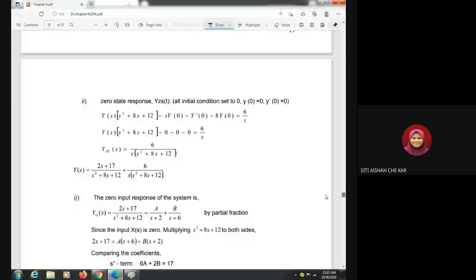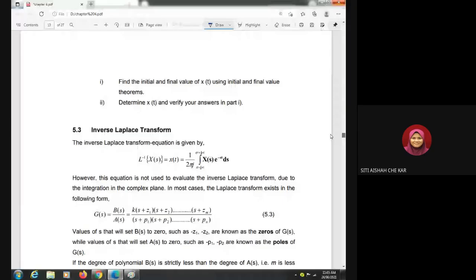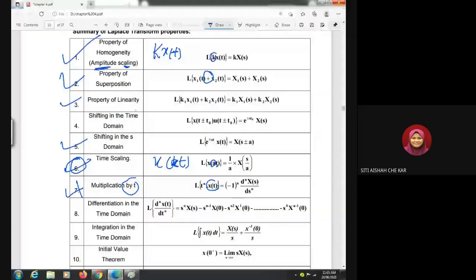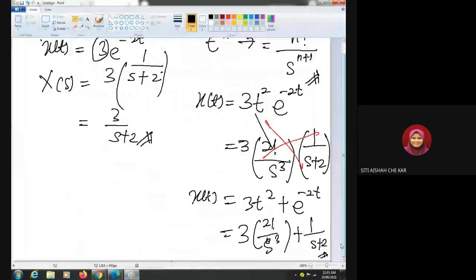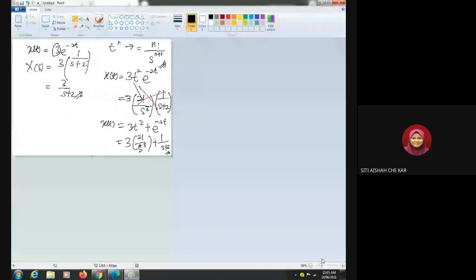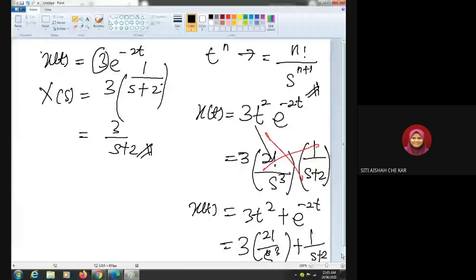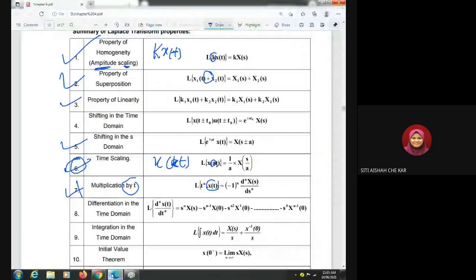Okay, yang ni kan. So you boleh Laplace one by one and add. But dalam ni tak ada properties kalau darab. You boleh Laplace separately and then your final answer you just darab? It cannot be like that. So how you gonna solve this problem is you have to choose one of these properties to answer that question.